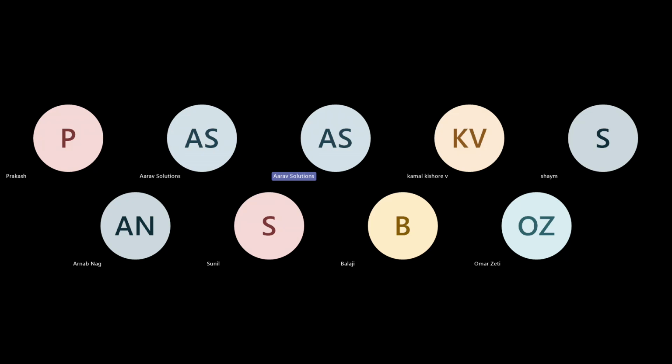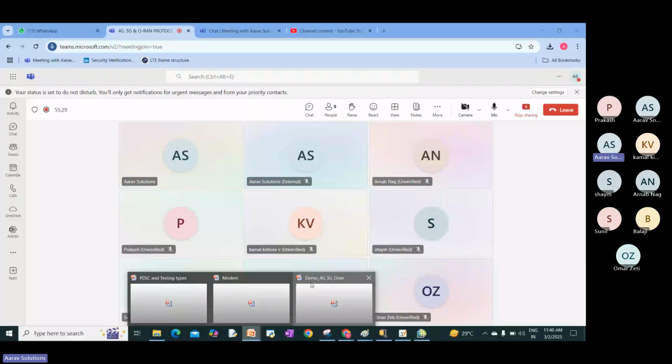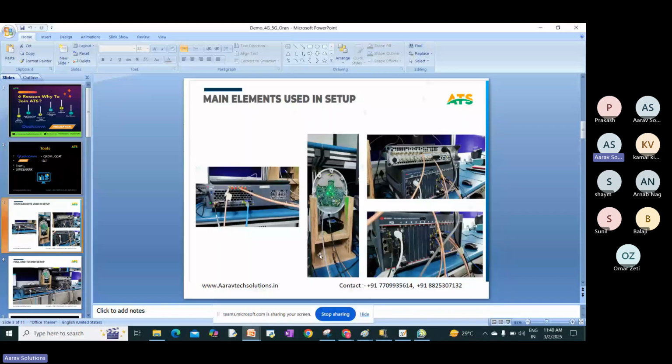Okay, all these tools we will use for our training purpose. This is our lab setup. This is in our lab only, not something we can share easily. So based on availability, we will try to give you the understanding and the feeling of what kind of labs we have.